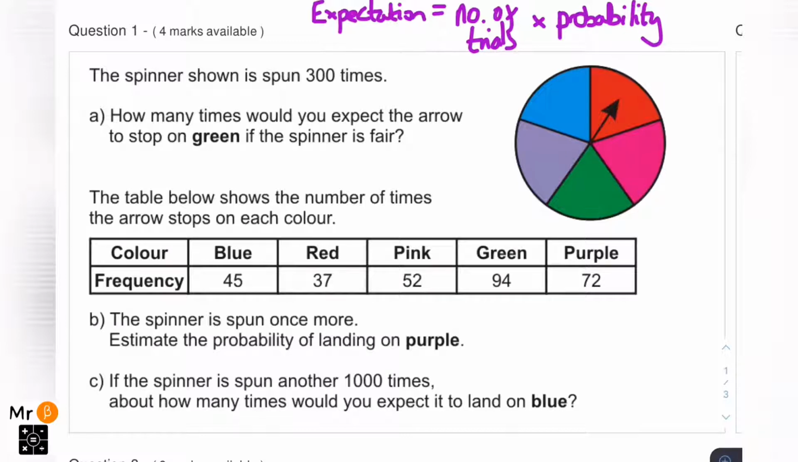Well, there are a total of 5 sections, so we have a 1 in 5 chance of hitting green. It's spun 300 times, so 1/5 times by 300. And that is equal to 60.